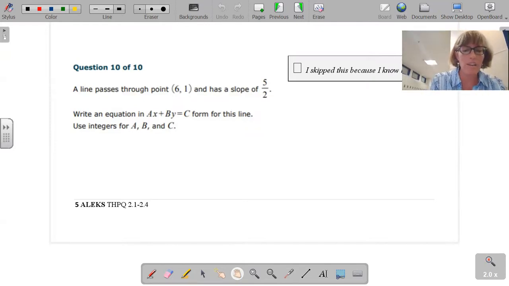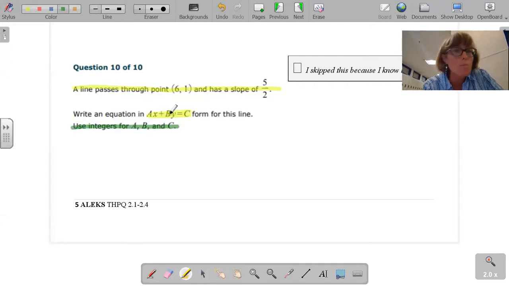And let me explain right here that we're going to write an equation of a line with this point and that slope, but we want it in standard form. And I think part of my explanation, I didn't take into account this piece of information, that the answer needs to be only integers, which is whole numbers.